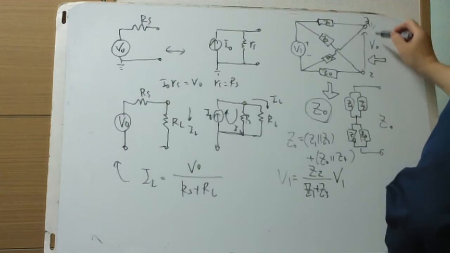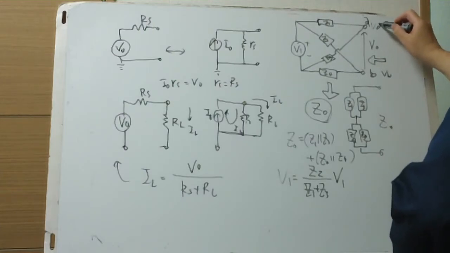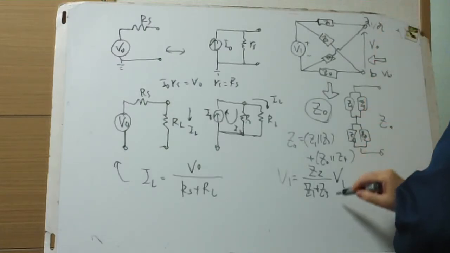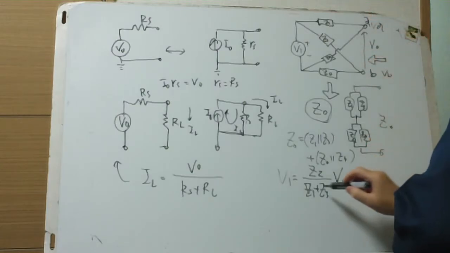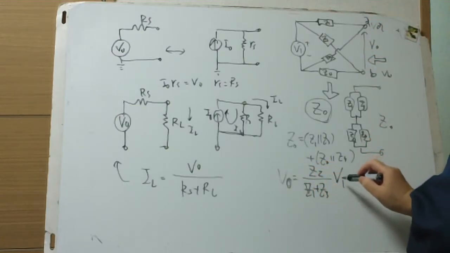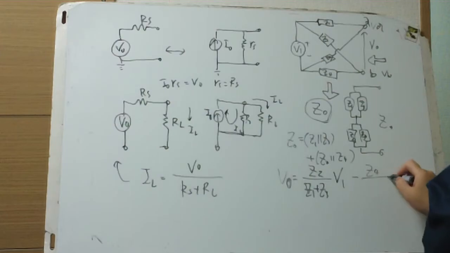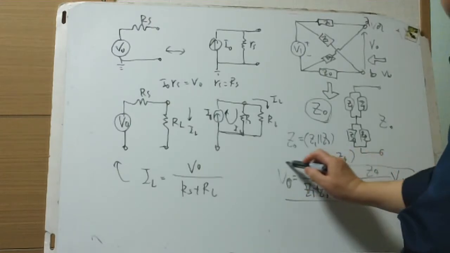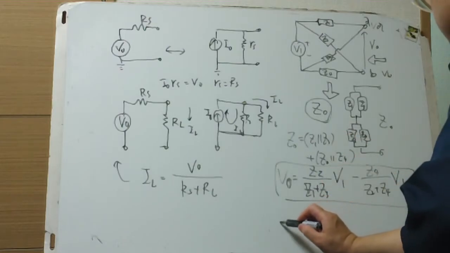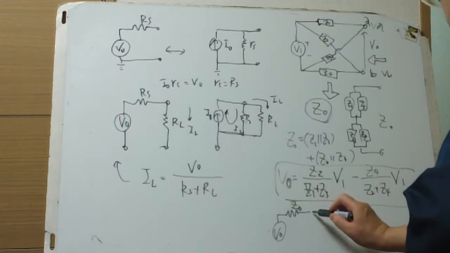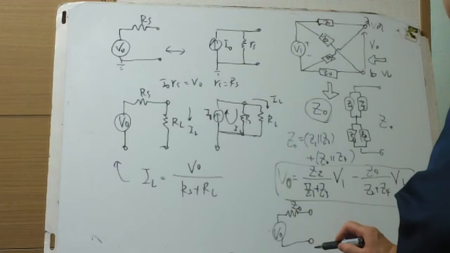This is VA and VB, and VA minus VB equals VO. VO equals this minus VA, Z4 over Z2 plus Z4 times V1, and this is VO. This VO in series with this Z0 is equivalent to this circuit.